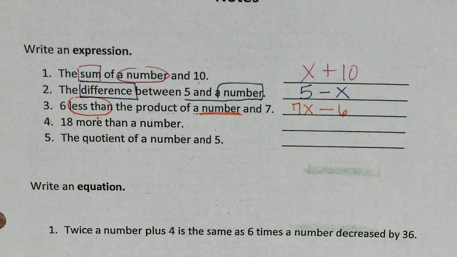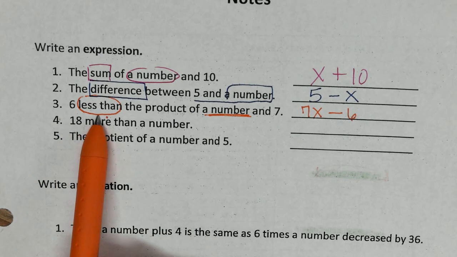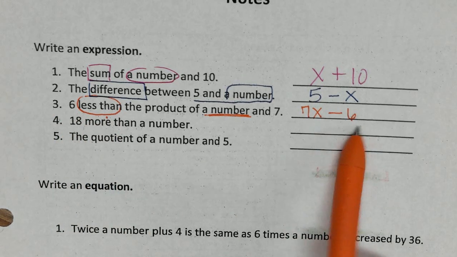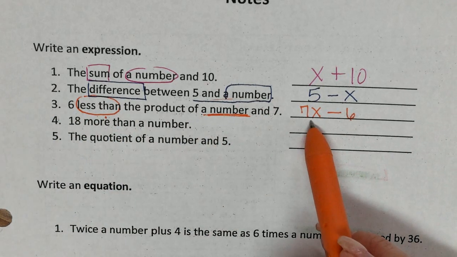So let's look and see if we did it right. 6 less than means subtract, yes. And that means switch their spots. So it's not 6 minus, it's something minus 6. So whatever was back here had to go in front.